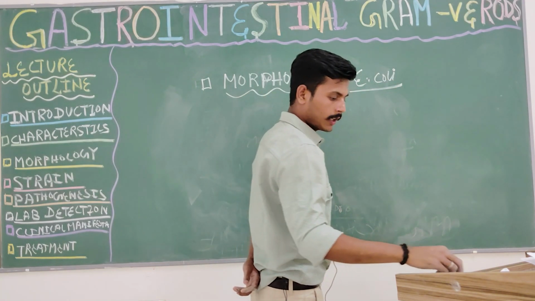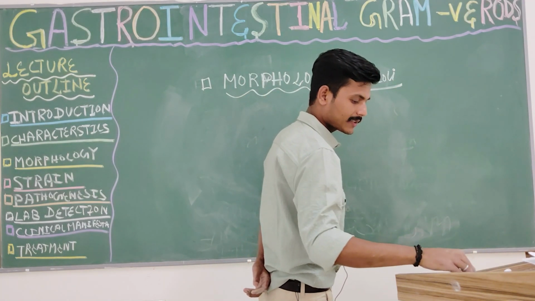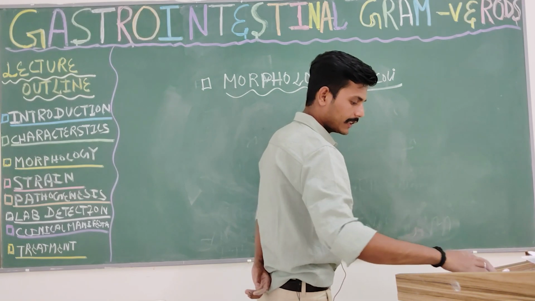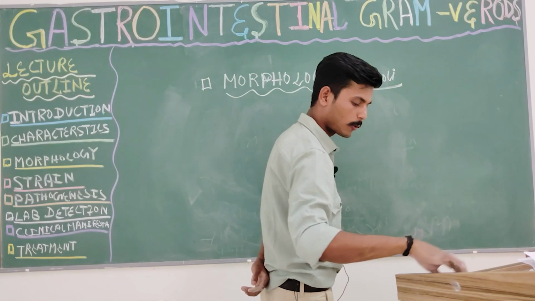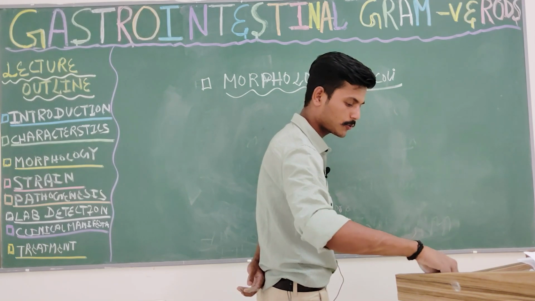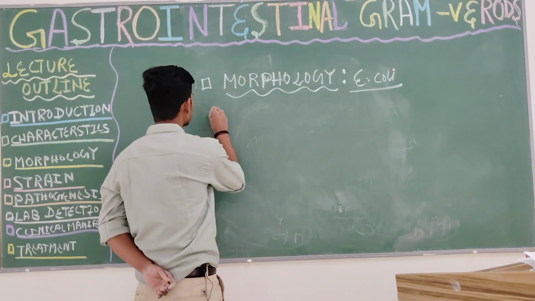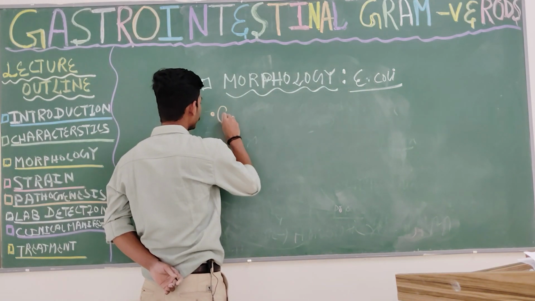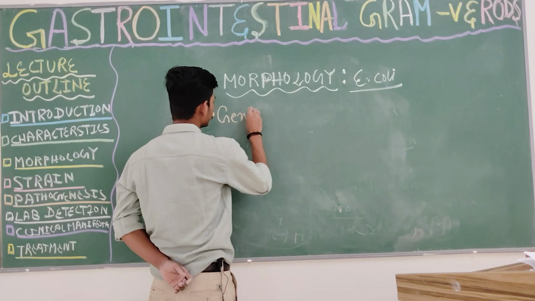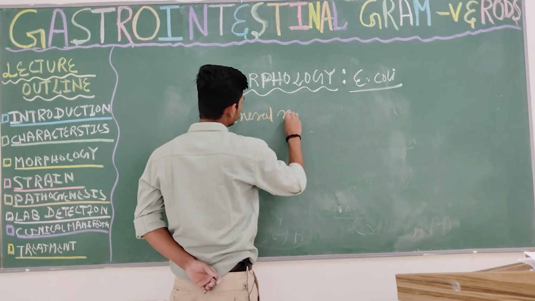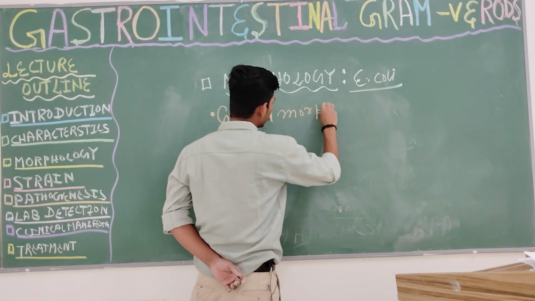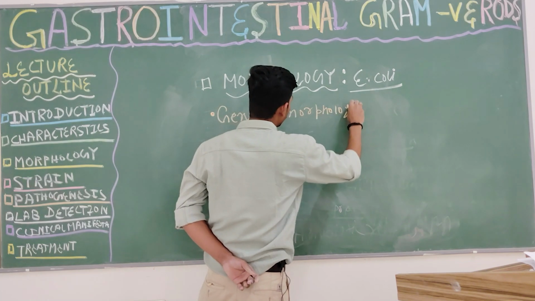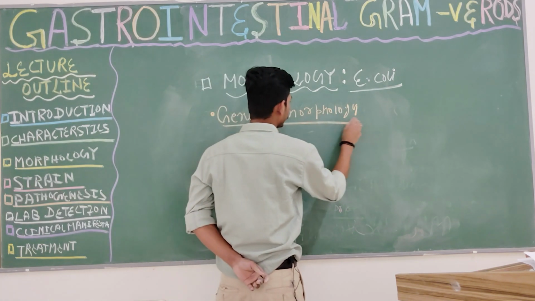Now, in the morphology, we will first discuss their general morphology. So the first heading you should make is general morphology. Morphology means their appearance, okay?